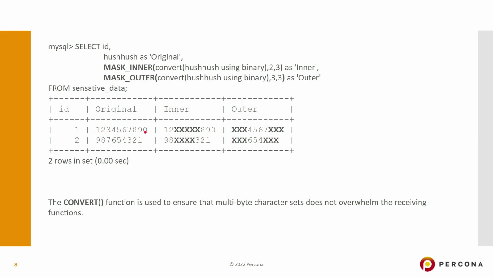8, 9, 0. If we're using mask_inner and not masking the first 2 characters or the last 3 characters, you see that becomes 1, 2, XXXXX, 8, 9, 0. And with the outer, it just does the opposite. In this case, we're masking off the first 3 and last 3 characters. The first 3 are X's, the last 3 are X's.